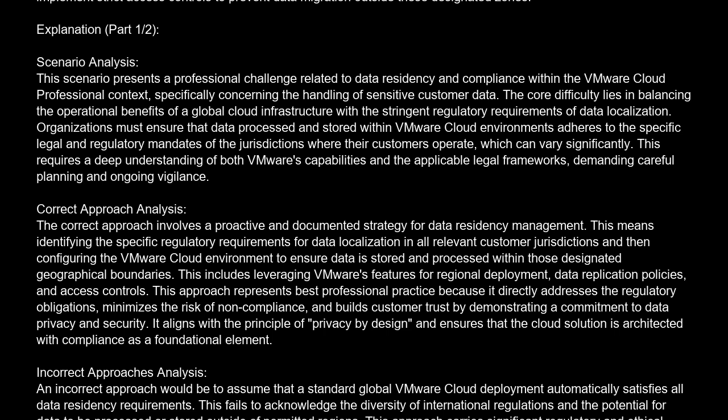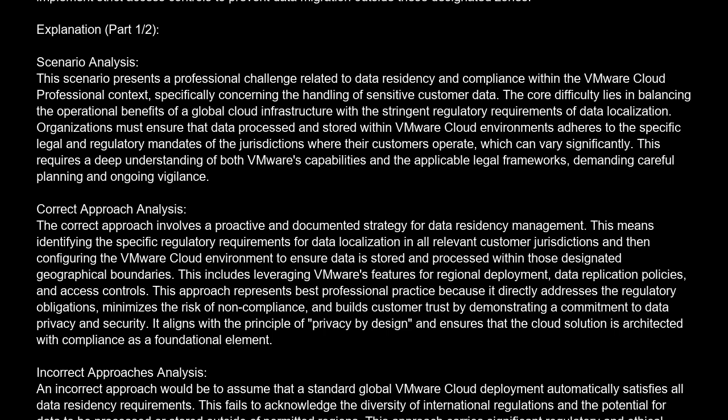This approach represents best professional practice because it directly addresses the regulatory obligations, minimizes the risk of non-compliance, and builds customer trust by demonstrating a commitment to data privacy and security. It aligns with the principle of privacy by design and ensures that the cloud solution is architected with compliance as a foundational element.